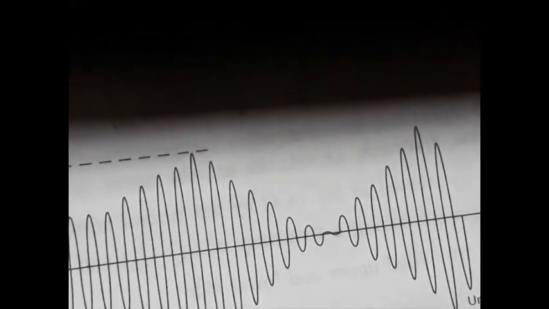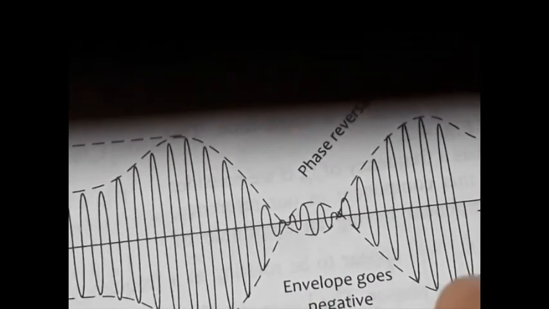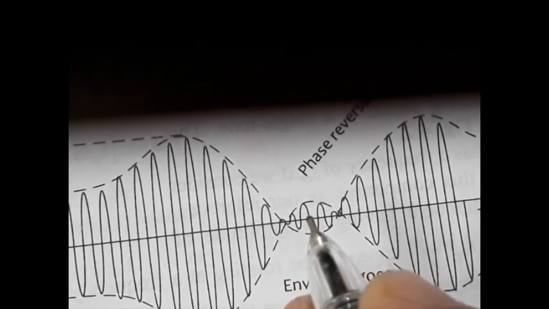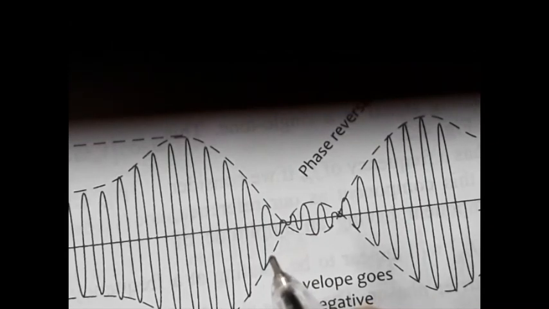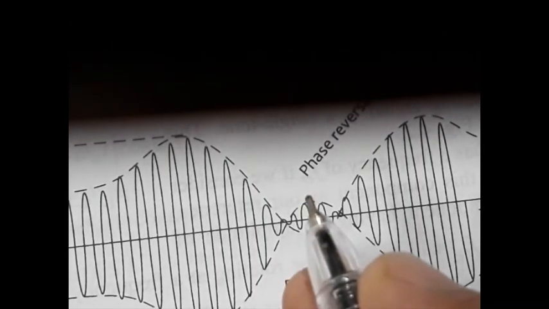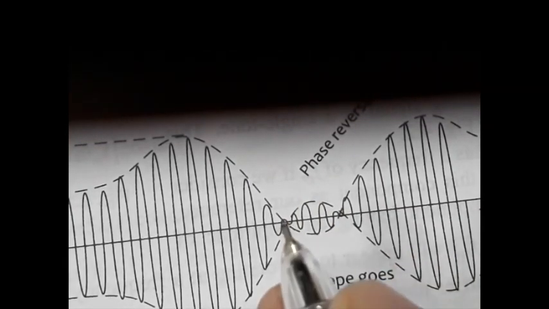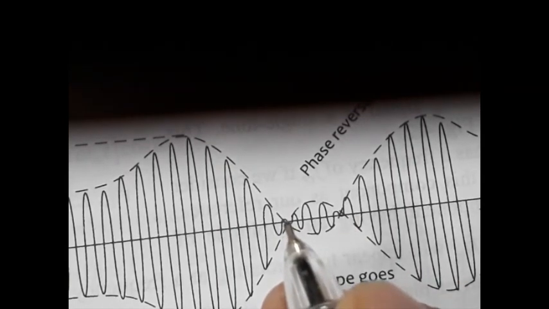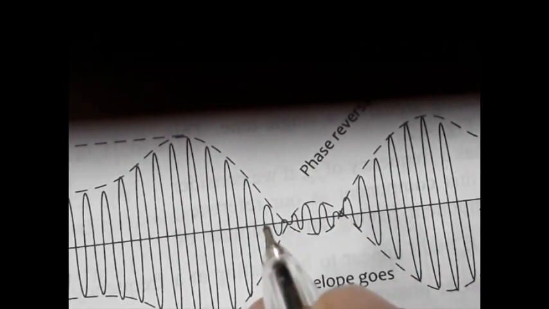What will happen if we increase the modulation index further? This narrow portion, which was at zero for mA equal to 1, will go towards the negative side, and the lower portion will go to the positive side. So there will be a crossover, and these are two crossover points, and at these two crossover points there will be a phase reversal.